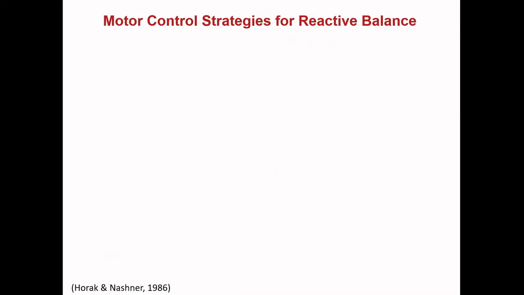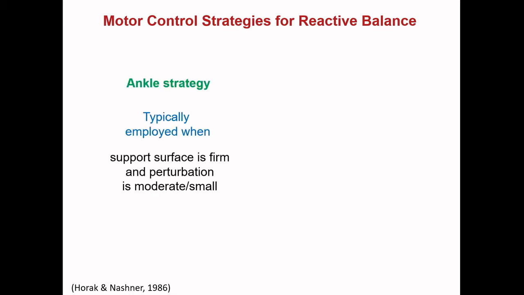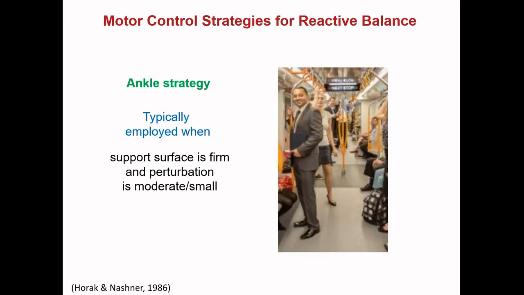So, when are different reactive balance strategies likely to be used? The ankle strategy is typically employed when the support surface is firm, and the magnitude of the experienced perturbation is moderate or small. An example of this strategy in action is in the context of the task of standing up on a train. Here, you're standing on a firm surface, and most of the time the perturbations you're going to experience are going to be quite small and can be counteracted by changes in ankle torque.